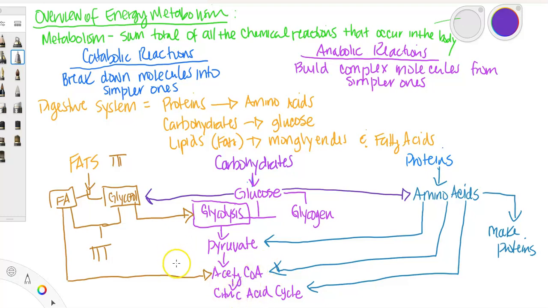Also from glycerol, sort of the opposite of glycolysis, if we have glycerol and we don't need energy, it can actually then, not a good place to put this, but we can also use that glycerol for gluconeogenesis.